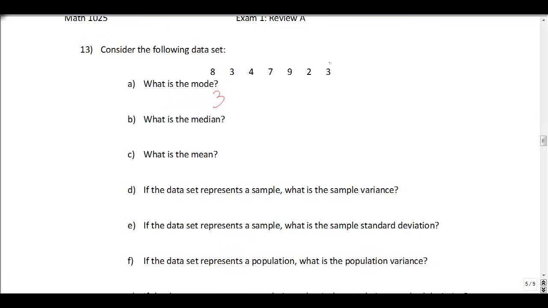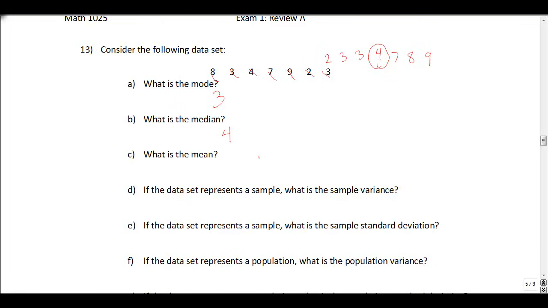Median, sometimes it's helpful to reorder these. It's 2, 3, 3, 4, 7, 8, 9. The median is the middle number. So there's 1, 2, 3, 4, 5, 6, 7 elements in our set. So this 4 is going to be the median because there's 3 less than 4, and 3 bigger than 4. Median is 4.